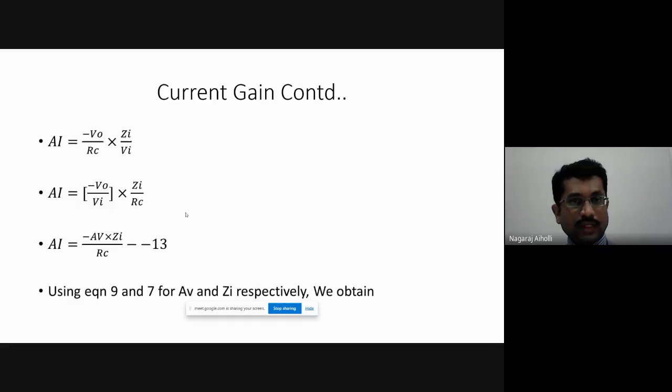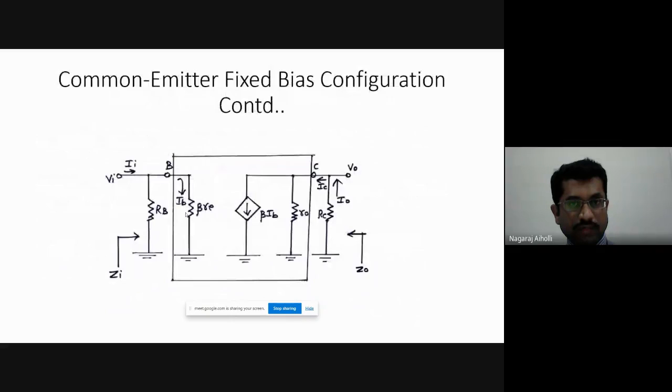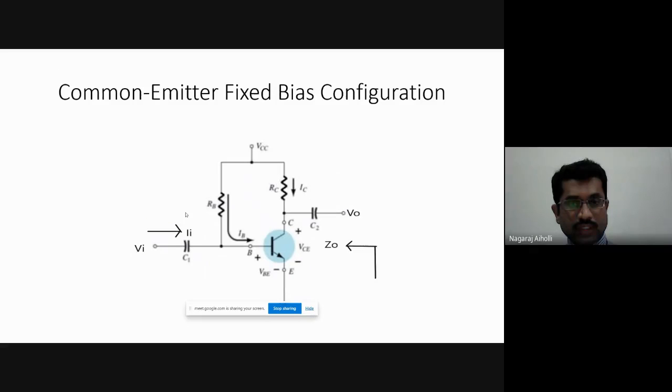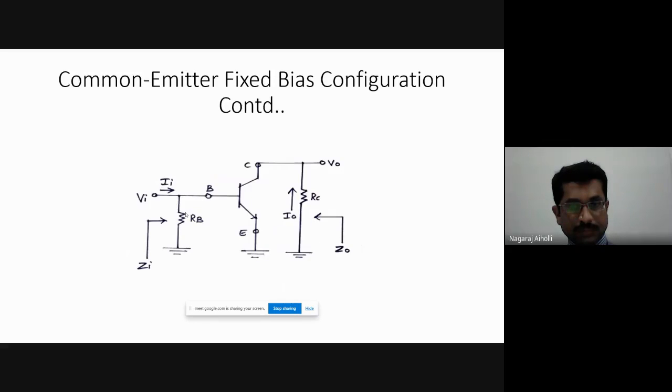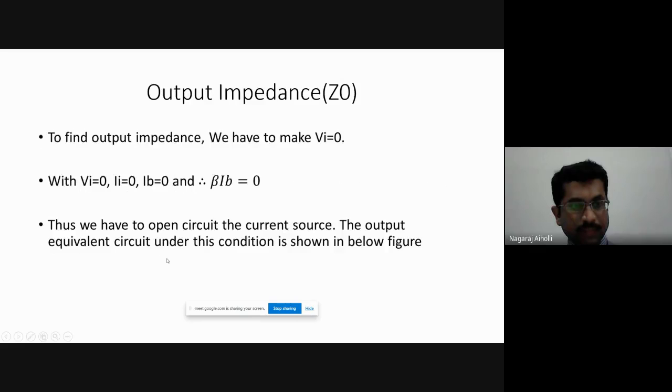Right. What are the equations here, students? Let us quickly recollect the equations for the fixed bias configuration. So this is the common emitter fixed bias configuration, or simply fixed bias configuration. AC equivalent circuit, re model. Then ZI is RB parallel beta re, the main equation: RB parallel beta small re.